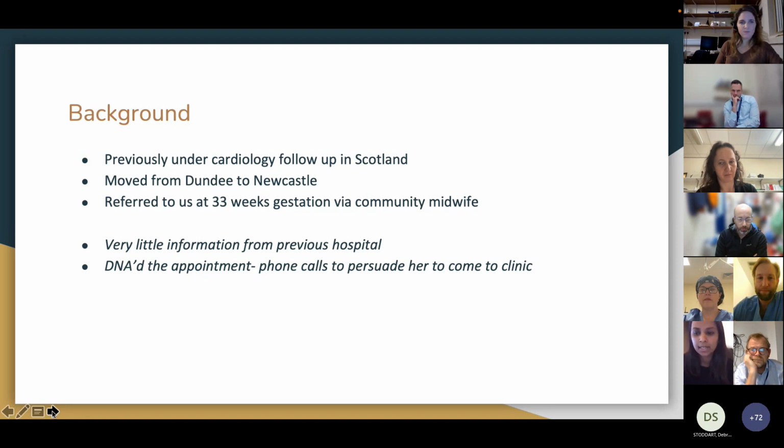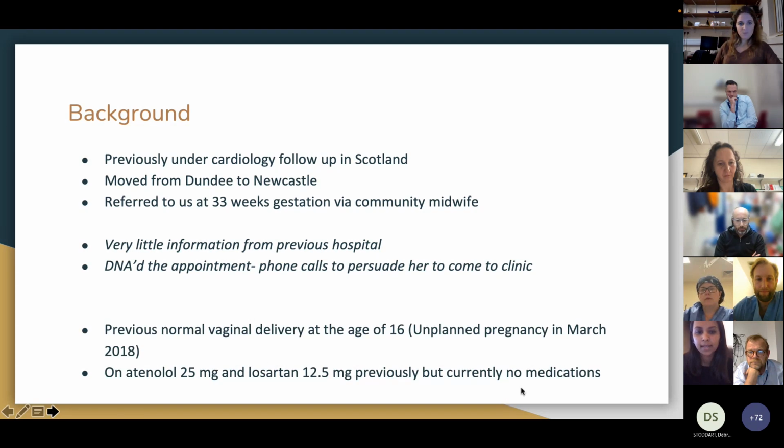Also, 3 days prior to the clinic appointment, she rang to cancel, and we had to call her to persuade her to come. So it was quite challenging in terms of getting previous information, but also persuading her to come to our clinic appointment when she was 33 weeks pregnant. She had had a previous normal vaginal delivery at the age of 16, following an unplanned pregnancy in March 2018. Previously, she was taking Atenolol 25 milligrams and Losartan 12.5 milligrams, but when we saw her, she wasn't on any medications.